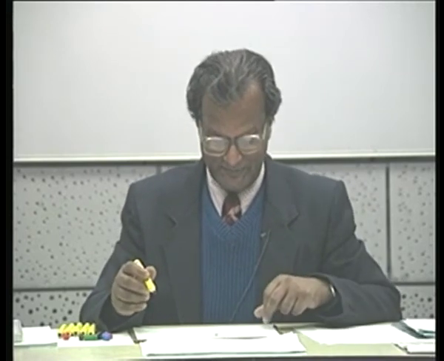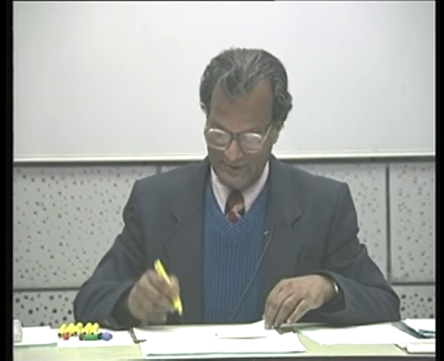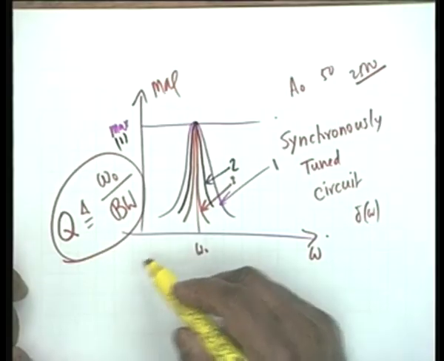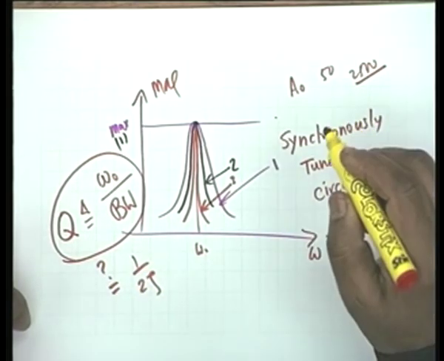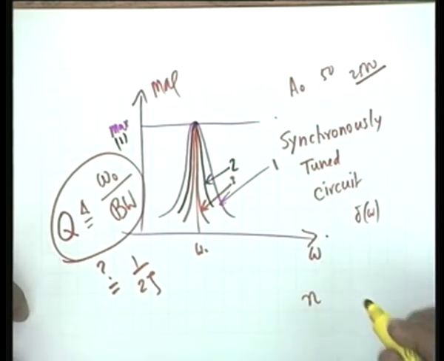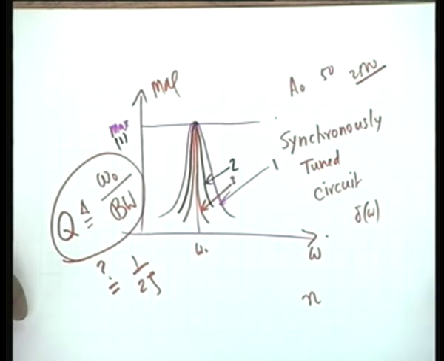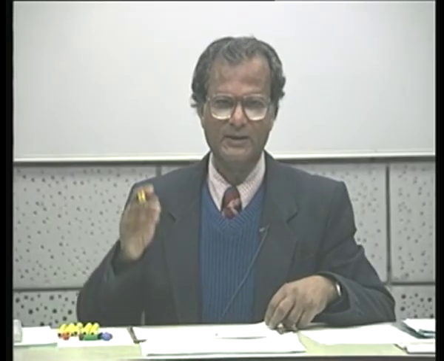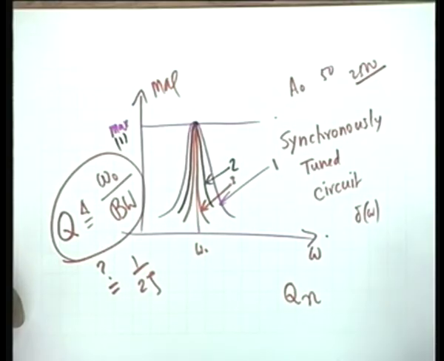Alright, let me set for you two problems. One is to show that in a high Q single tuned circuit, if you define Q like this, it is the same as 1 over 2 zeta. Second question: if n number of such circuits are synchronously tuned and cascaded, that is, they have the same resonance frequency, identical tuned circuits cascaded together, what is the resulting Q? Would it increase or decrease?